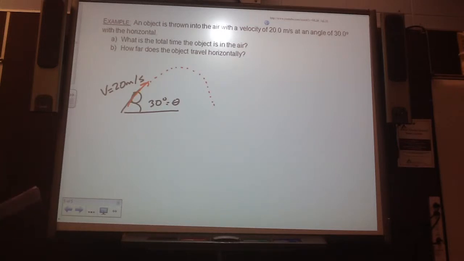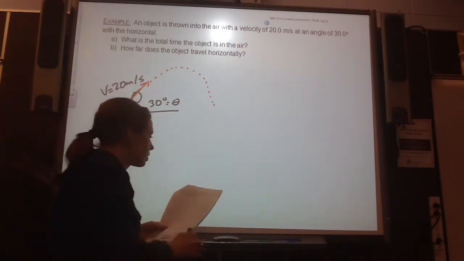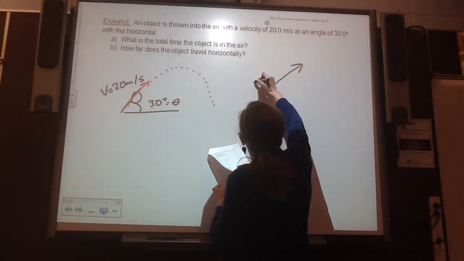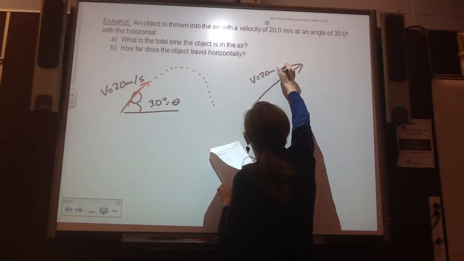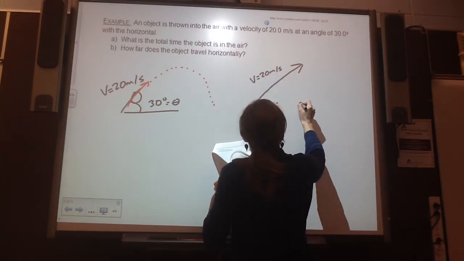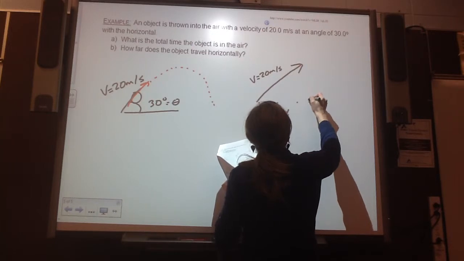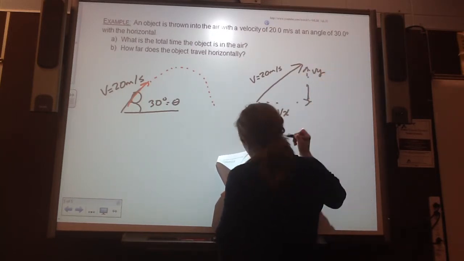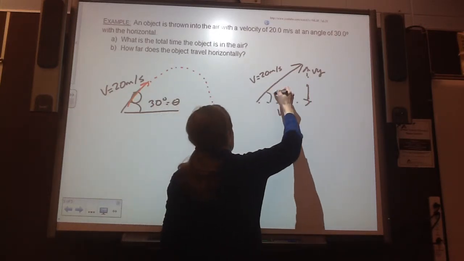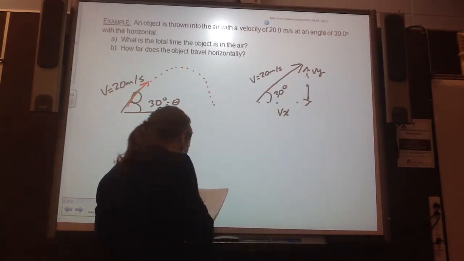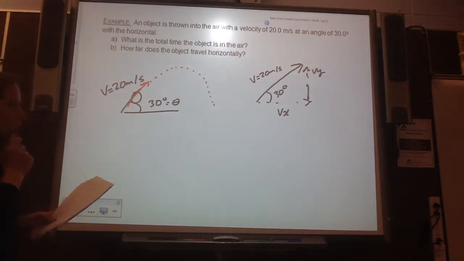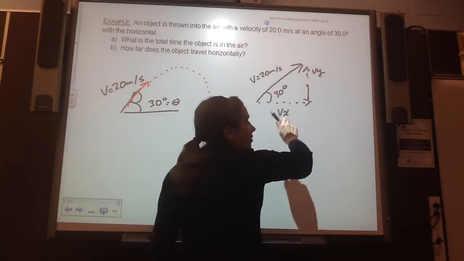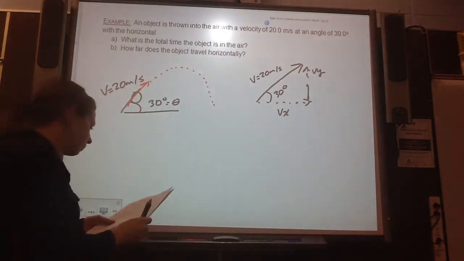So I need to break this down into its x and y components. So I'm going to redraw this vector. This is my overall V is equal to 20 meters per second. My Vx and my Vy. And I know this is 30 degrees. So now I need to figure out the individual Vx and Vy of this.